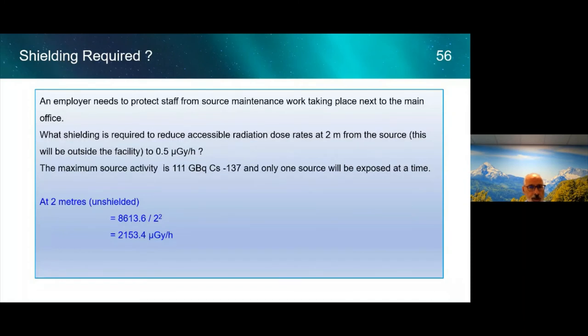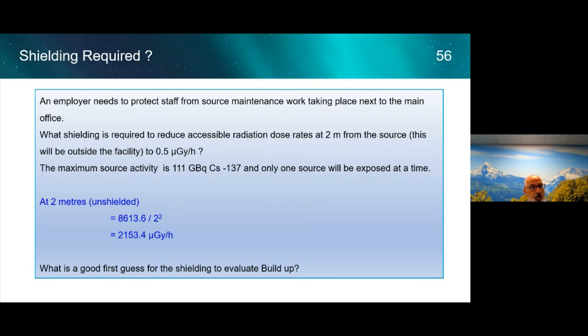So the employer wants to protect staff from source maintenance work taking place in the main office. We've got the same source at 2 meters. We've got the dose rate outside the facility, which you want to be 0.5 microgray an hour. And we've got the same 111 gigabecquerel source. Because of the inverse square law, we established that the unprotected dose rate at the position of interest is 2,153.4 microgray per hour.